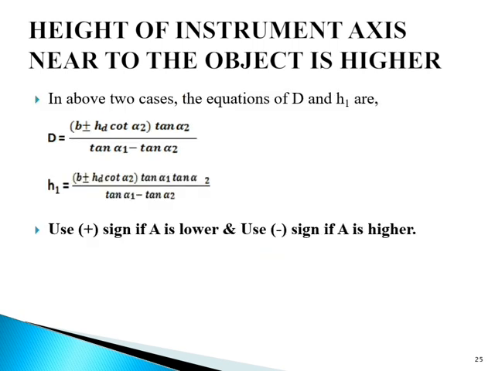Okay, so in both cases, the equations of D and h1 are: D is equal to [b plus or minus (n minus hd cot alpha 2)] into tan alpha 2 divided by (tan alpha 1 minus tan alpha 2), and h1 is equal to [b plus or minus (n minus hd cot alpha 2)] into tan alpha 1 tan alpha 2 divided by (tan alpha 1 minus tan alpha 2). So use the positive or plus sign if A is lower, and use the negative or minus sign if A is higher.